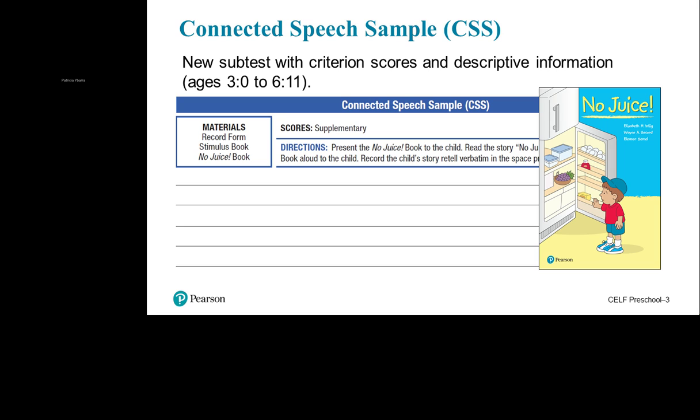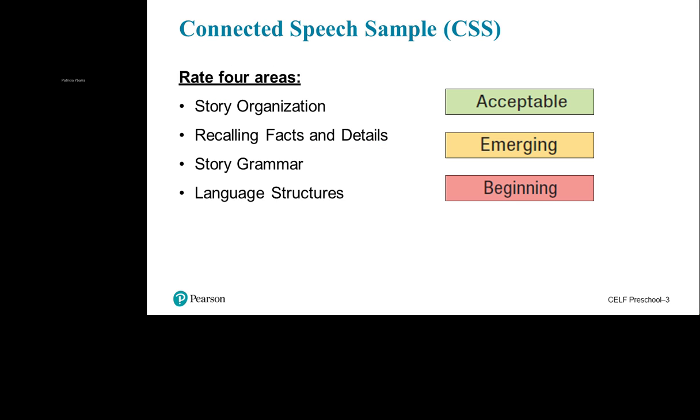We know that oral language abilities are important indicators of future academic success, and although preschoolers' narrative skills are limited because of their young age, most children demonstrate some use of story structure. As children develop, narratives become increasingly embedded in home and classroom activities. Narratives are used to socialize with peers, script pretend play, regulate thought processes with self-talk, and interact with adults. So you can rate the child's story retell, you can rate their performance in these 4 areas. Look at story organization, their ability to recall facts and details, their use of story grammar, and also their use of language structures.